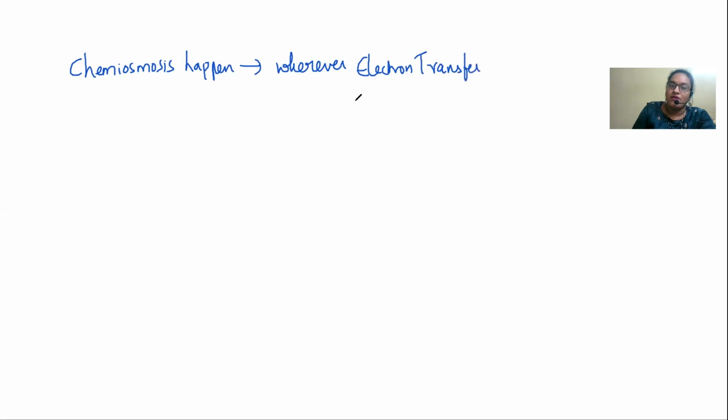See children, another thing, where is chemiosmosis happening? Chemiosmosis is going to happen wherever there is electron transfer. Wherever we speak about the electron transport chain, there we can see that chemiosmosis is going to happen. Did you understand this? This is one of the simplest hints I can give you here, children. Have you got it?